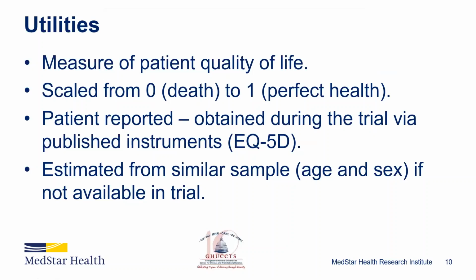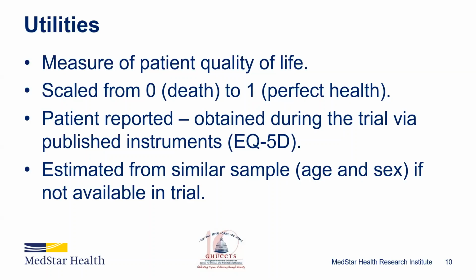So then utilities. Utilities are a measure of patient quality of life. And as I mentioned before, it's scaled from 0 to 1. And these can be patient reported. In fact, many studies obtain this information during the trial via some published instrument. The most common one you see is called the EQ5D. This is a 5-item instrument where the patient rates the different aspects of the quality of life, and then it's scaled to range between 0 and 1, with 0 being death and 1 being perfect health.